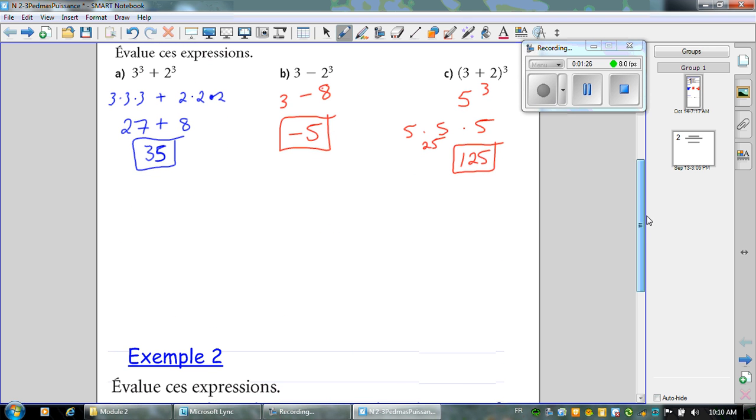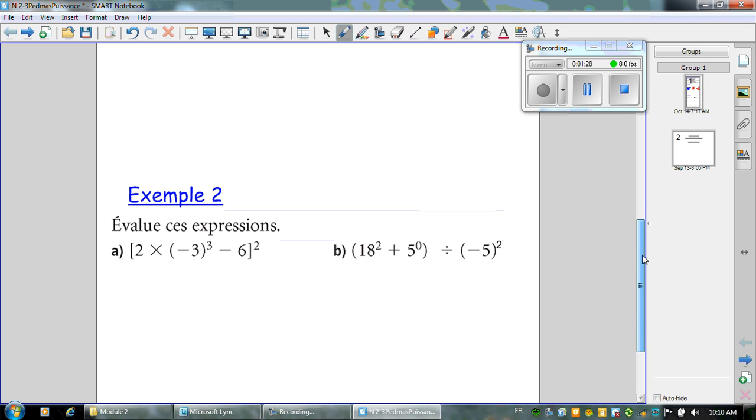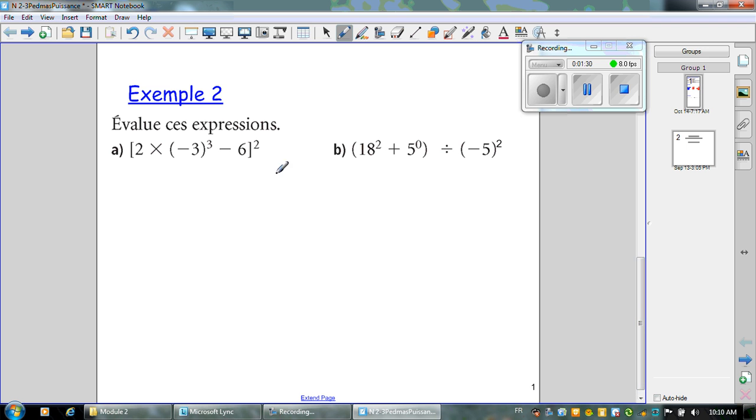All right, second example. Evaluate these expressions. All right, so here we go. So brackets first. Inside the bracket, the last thing we're going to do is square our answer inside the bracket, and that'll give us our final answer.